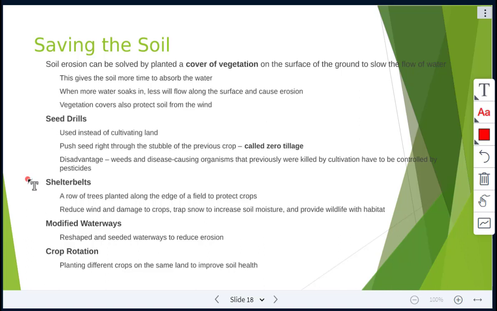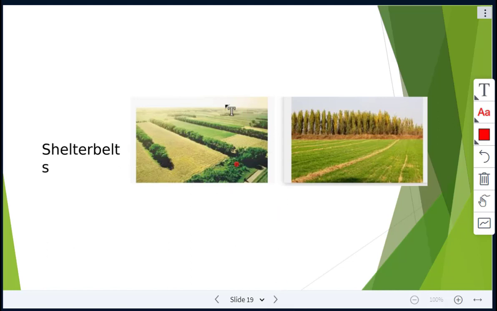Another method is shelter belts. This can save the soil. This method uses a row of trees that are planted along the edge of a field to protect the crops. It reduces wind and damage to crops. It'll trap snow to increase soil moisture and provide wildlife with habitat as well. I do have some diagrams here of shelter belts. You can see this row of trees here, as well as here. It's there to protect the farmland from wind and snow and so on.